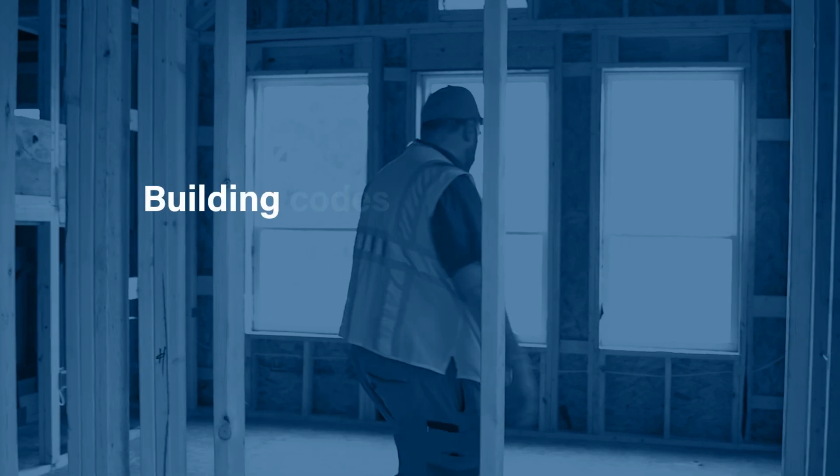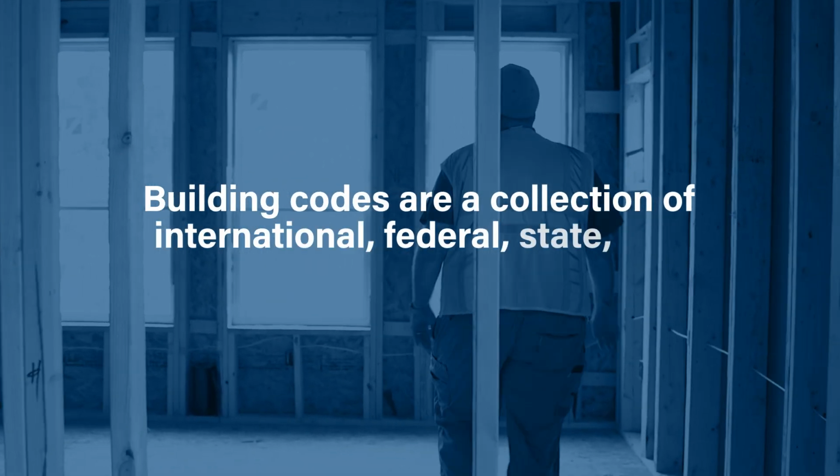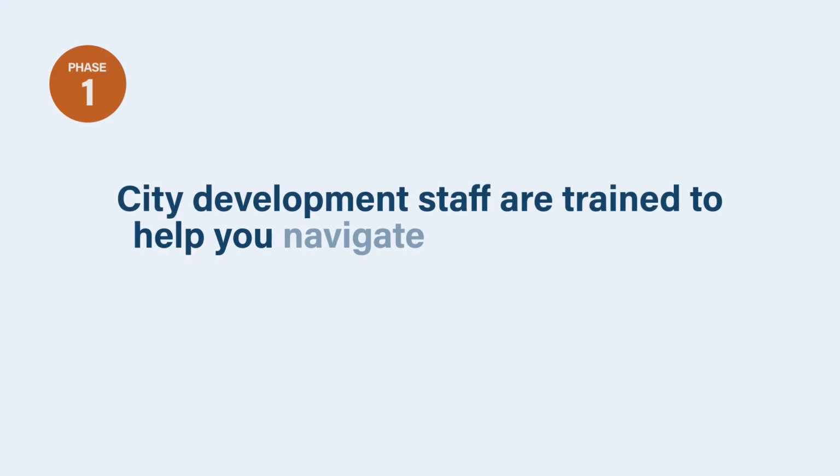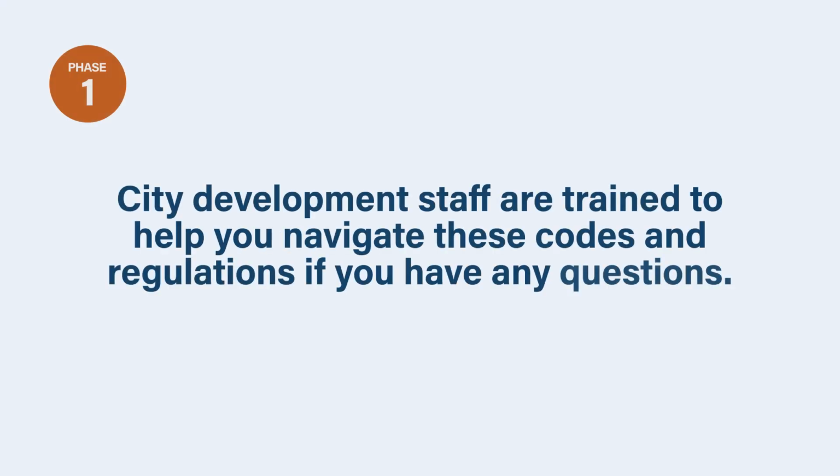We suggest starting with learning more about your land or building and the zoning and codes that affect your project. The more prepared you are for the development process, the more likely your project will go through the review process more efficiently. Building codes are a collection of international, federal, state, and local regulations. City development staff are trained to help you navigate these codes and regulations if you have any questions.